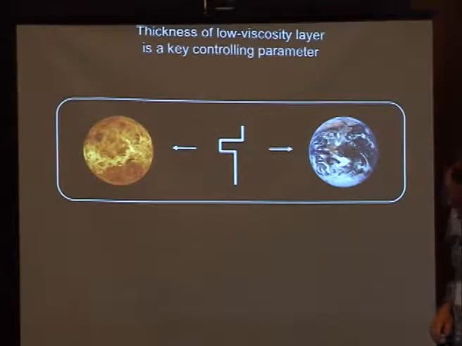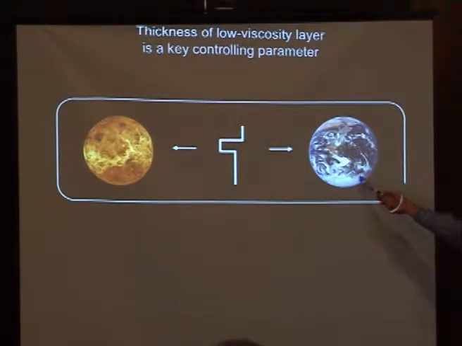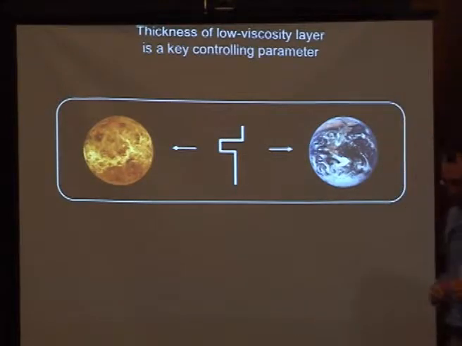So now let's swap modes a bit and talk very specifically about the thickness of the asthenosphere, the thickness of the layer underneath the lithosphere, that is a low viscosity layer. And I want to talk in terms of our two prime candidates, Earth and Venus. So we know one of the key differences between the two planets is that, well, we live on this one and not the other one.